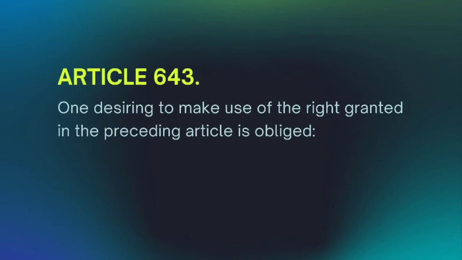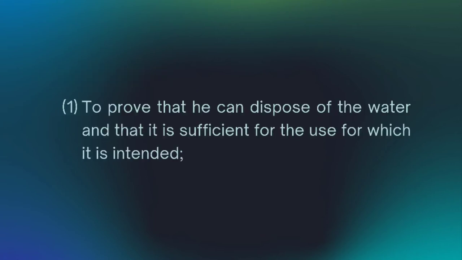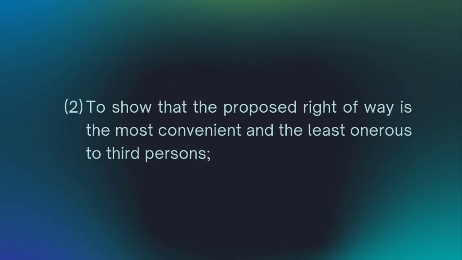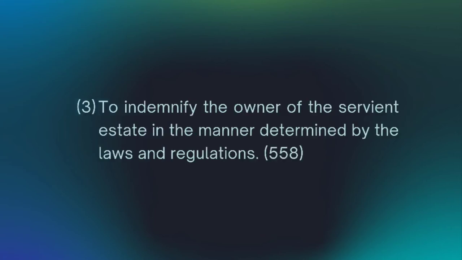Article 643. One desiring to make use of the right granted in the preceding article is obliged: 1. To prove that he can dispose of the water, and that it is sufficient for the use for which it is intended. 2. To show that the proposed right of way is the most convenient and the least onerous to third persons. 3. To indemnify the owner of the servient estate in the manner determined by the laws and regulations.